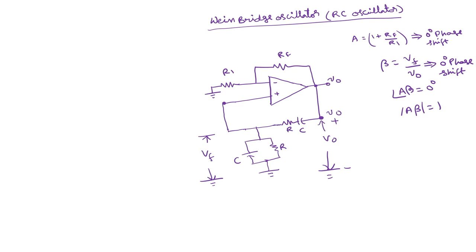Now here there is one RC section in series, another RC section in parallel. So we have to nullify the phase angle provided by this series RC section by the parallel RC section, so that the overall resultant phase angle will be 0.